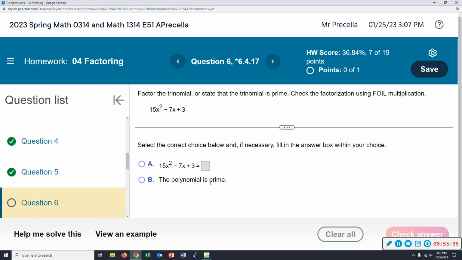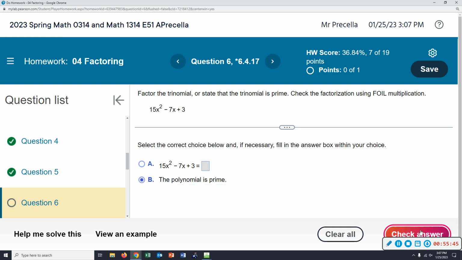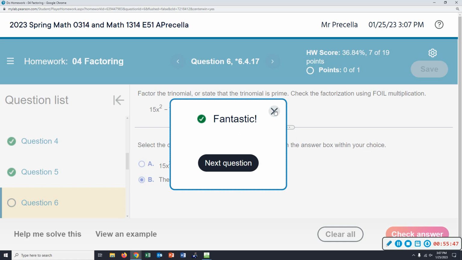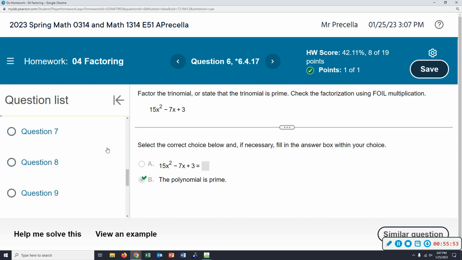Prime or not factorable, whatever you want to call it. But they're saying the polynomial is prime. You select that. On number 4, they said not factorable. But it just depends on who was programming the problem. Nope. 8.